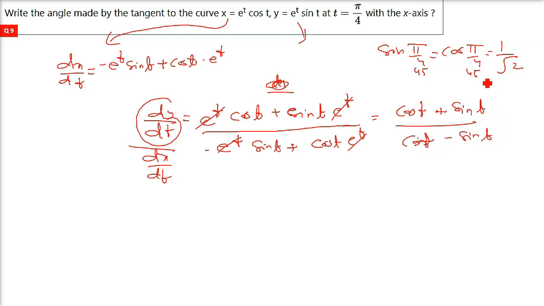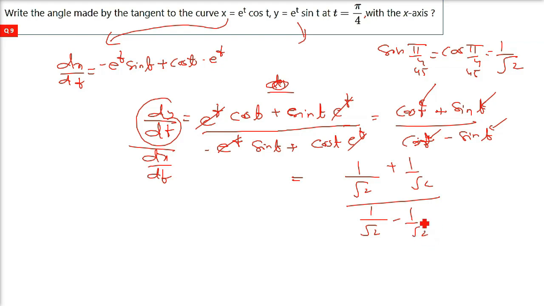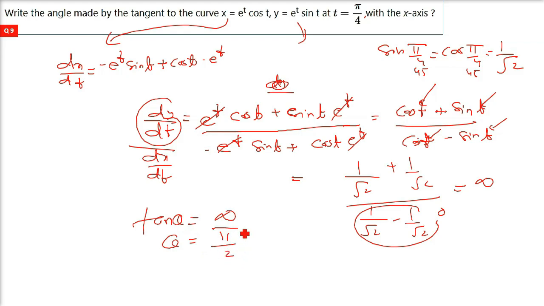Now what is t? t is pi by 4, and I already told you sin pi by 4 and cos pi by 4 are 1 by root 2. So why not replace with 1 by root 2 here? 1 by root 2 plus 1 by root 2 divided by 1 by root 2 minus 1 by root 2. Since 1 by root 2 subtracted is 0, the answer will be infinite. That is, tan theta is infinite. And theta should be pi by 2, because tan pi by 2 is infinite. So the angle is pi by 2, which is 90 degree.